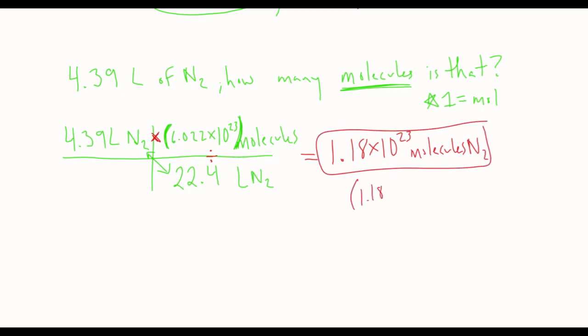And that's it. So remember that times 10 to the 23rd could also show up as that E on your calculator. If it says E, that means times 10 to the 23rd.